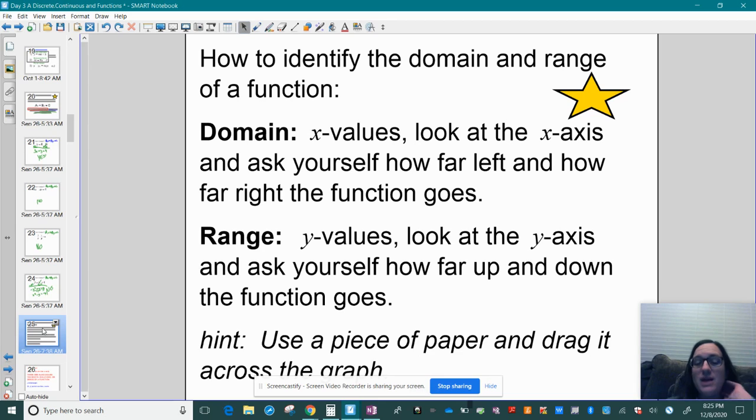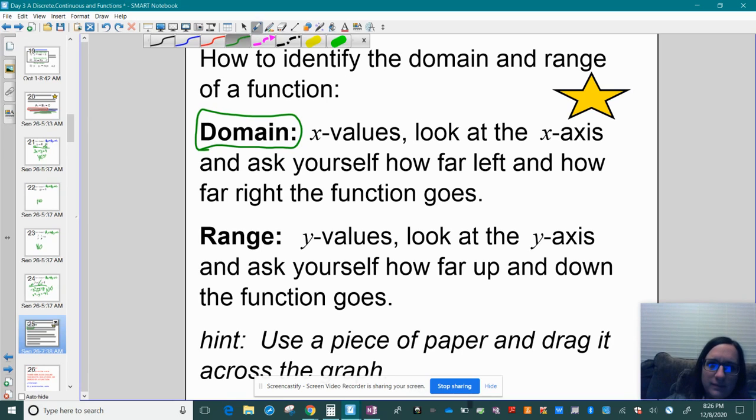How to identify the domain and range of a function. You know this vocab. I'm throwing it at you again. Here we go. So domain is our x values. So we look at the x-axis and ask how far left and how far right the function goes. So what is our x values? Make sure you're looking at your x-axis.